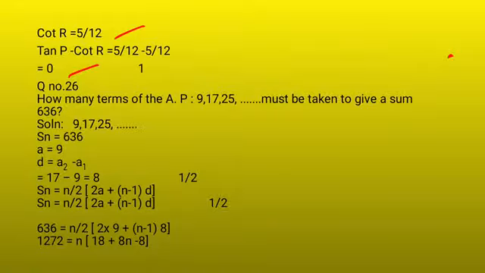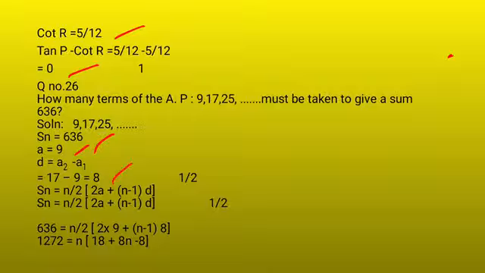Next question, question number 26, is from AP. How many terms of the AP 9, 17, 25 must be taken to give a sum of 636? Solution: Sn is equal to 636, a is equal to 9. d we can calculate by subtracting the first term from the second, that is a2 minus a1, and it will give you 8.